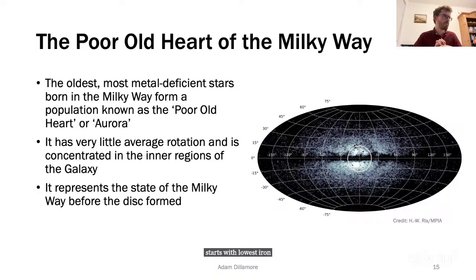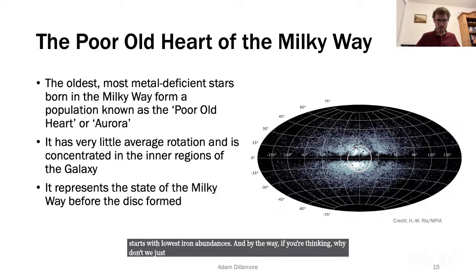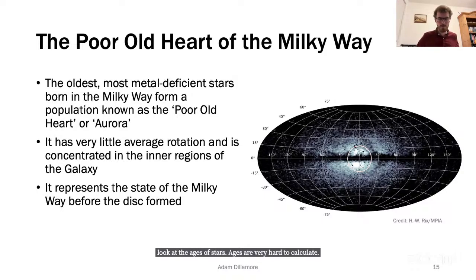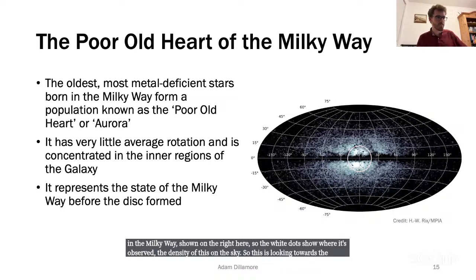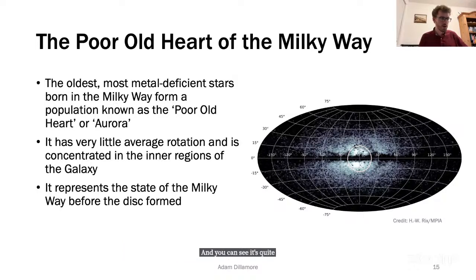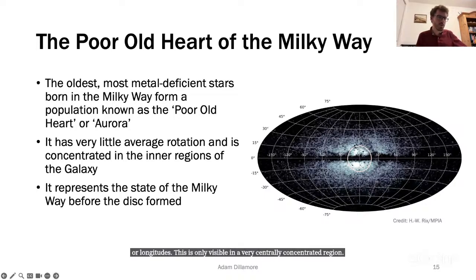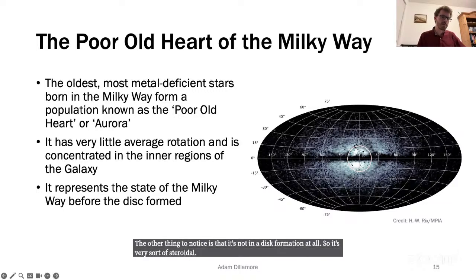And by the way, if you're thinking, why don't we just look at the ages of stars? Ages are very hard to calculate. So metal abundances, metallicities, tend to be much more useful. So there's this population that we see in the Milky Way, shown on the right here. The white dots show where it's observed, the density of this on the sky. So this is looking towards the center of the galaxy again. And you can see it's quite centrally concentrated. Whereas in the Milky Way plots I showed before, the disk was visible across all longitudes, this is only visible in a very centrally concentrated region. The other thing to notice is that it's not in a disk formation at all. So it's very spheroidal. It extends far above and below the plane.